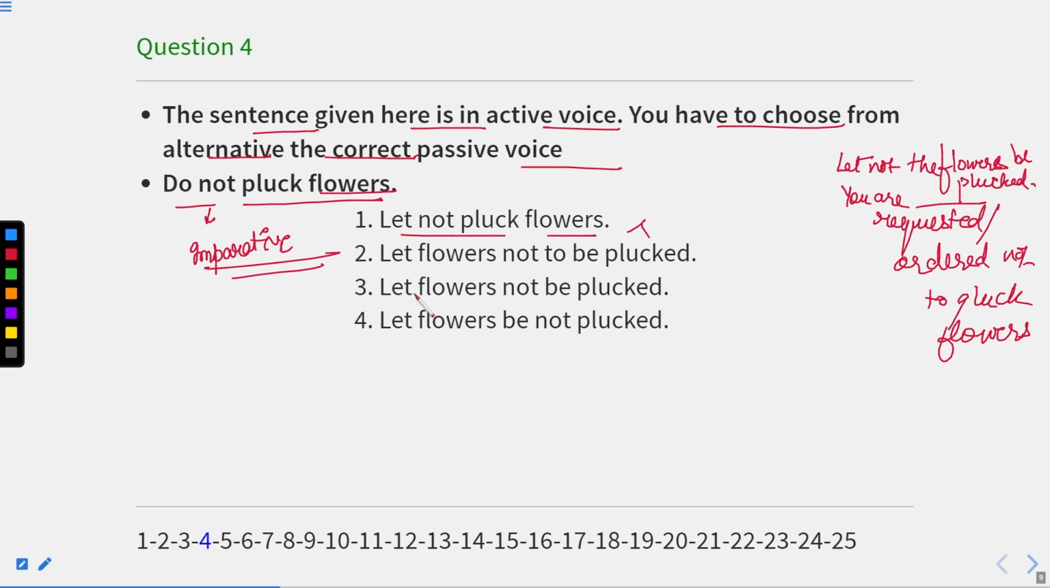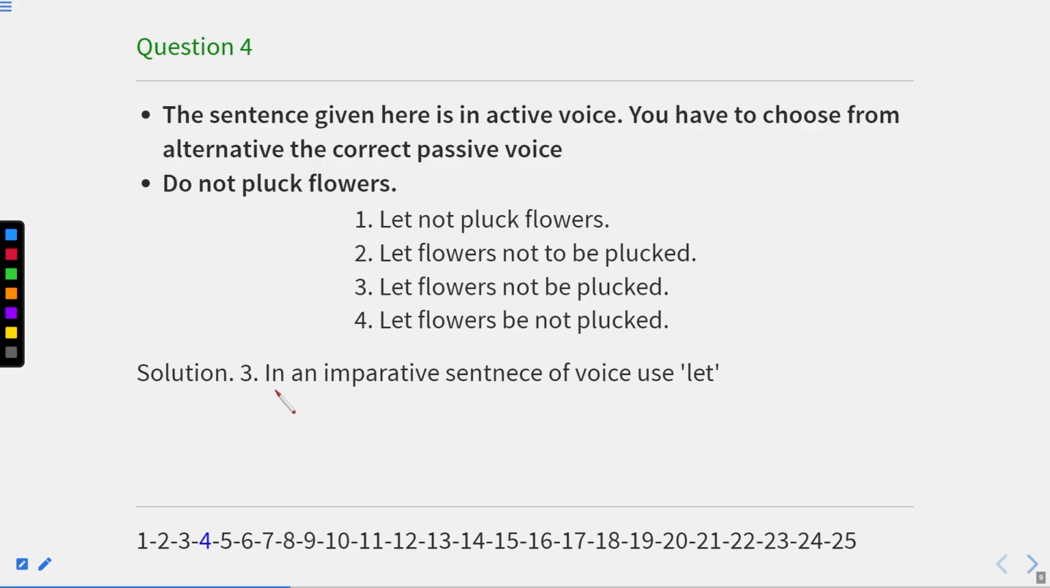Let not pluck flowers, no, because here we can see pluck, which is a verb first form, but we need the verb third form in case of passive voice. Let flowers not be plucked. Okay, it is not to be plucked, but here we are not using to be. They are not to be plucked. Okay, let flowers not be plucked. So third will be the correct answer. Let flowers be not plucked, no, because not comes before be. So here third is the correct answer. Okay, so third is the solution.